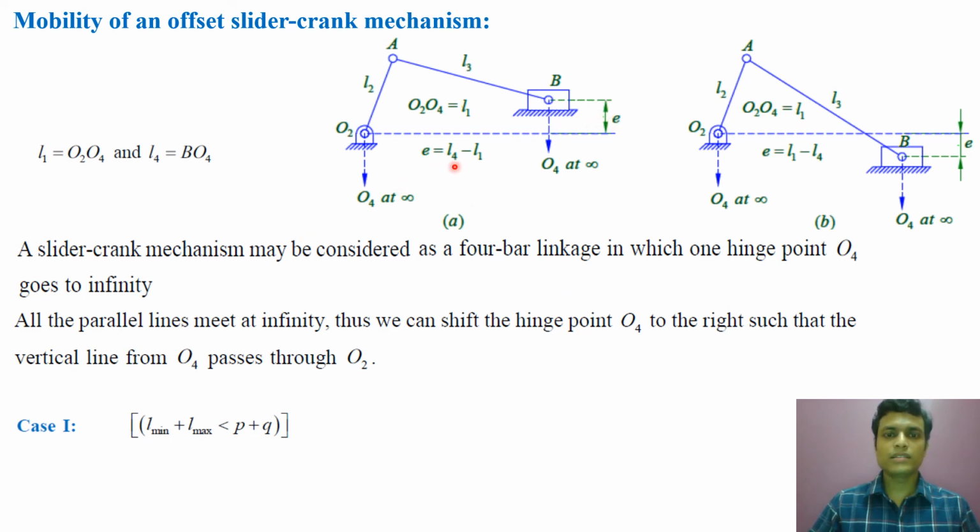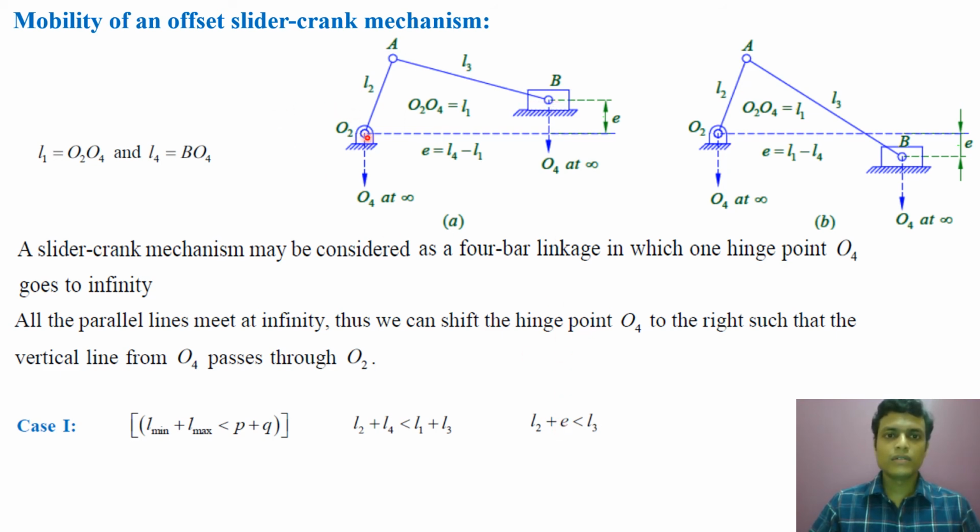So L4 is greater than L1 and L4 minus L1 is equal to E. So Lmax is L4 and Lmin is L2. So L2 plus L4 should be less than or equal to L1 plus L3. Now L4 minus L1 is equal to E. So L2 plus E is less than L3. So this will act as a Grashof linkage when L2 plus E is less than L3. What is L2? L2 is the length of the crank, and what is L3? L3 is the length of the connecting rod.